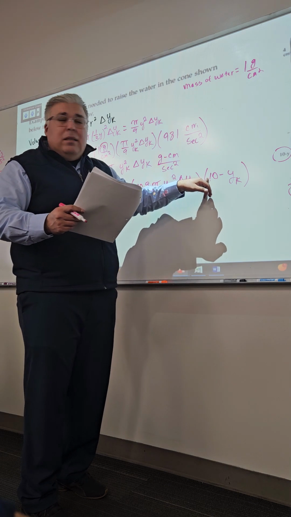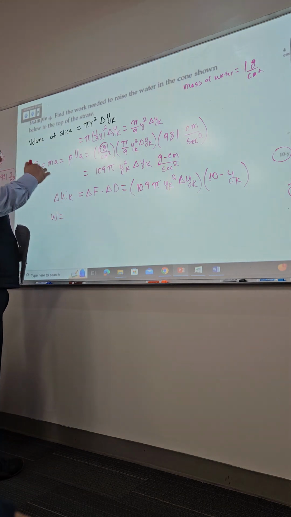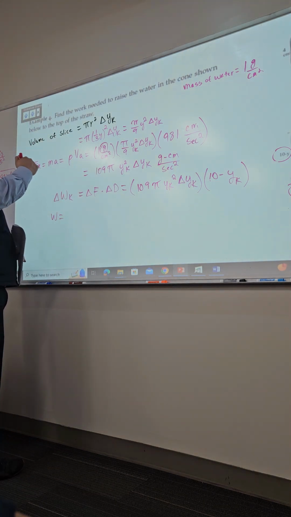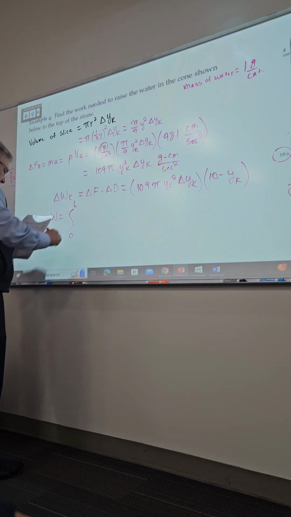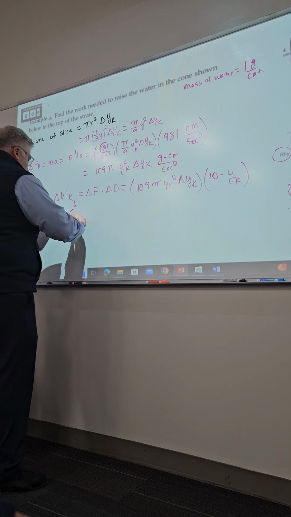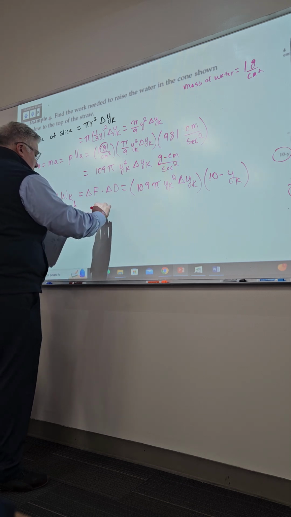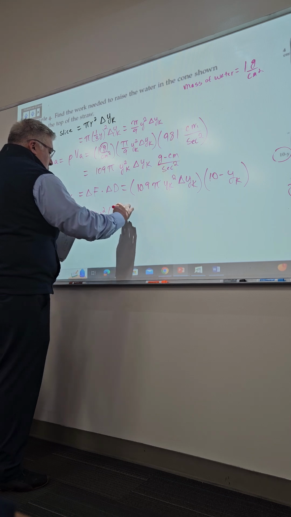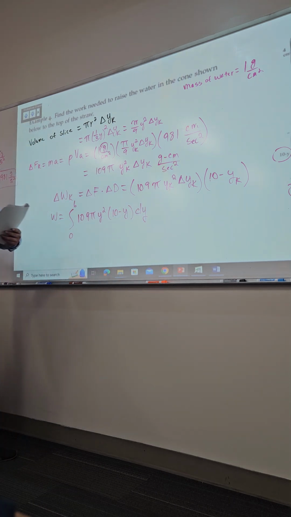Right? Okay? So when we do the integral though, you're not going to go from 0 to 10. You're just going to go from the height of the cone. Does that make sense? So it's going to be the integral from 0 to 6 of 109 pi y squared times 10 minus y times dy. And there's the integral set up.